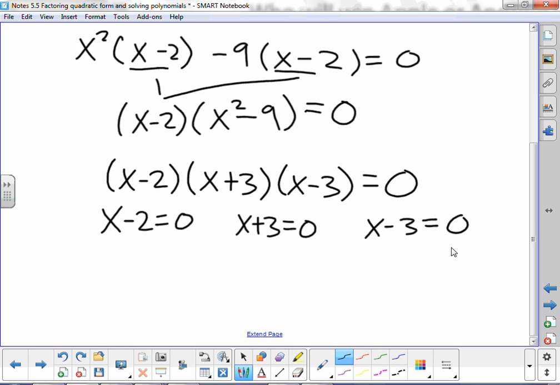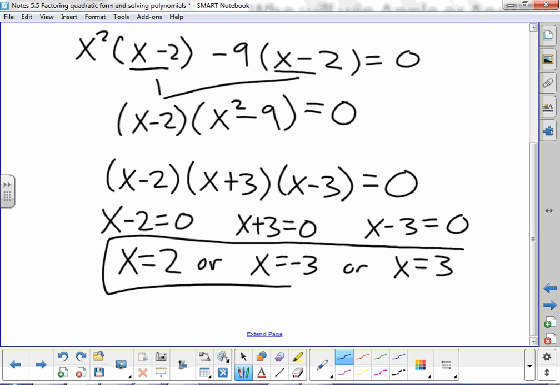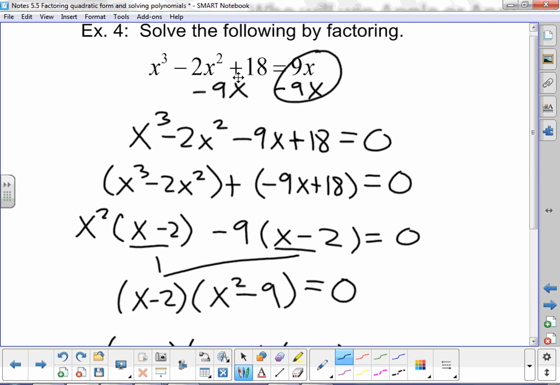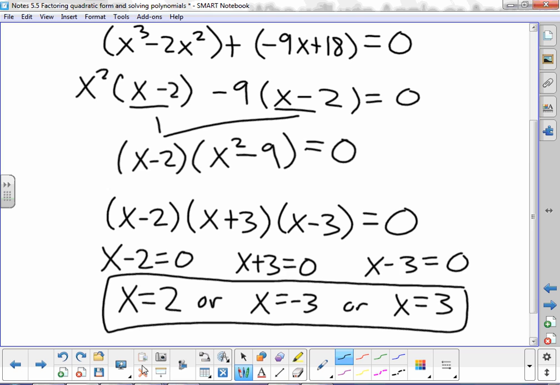All right. And now solve all of them. You get x equals 2, or x equals -3, or x equals +3. All right. Those are your zeros. They call them zeros sometimes of this equation.